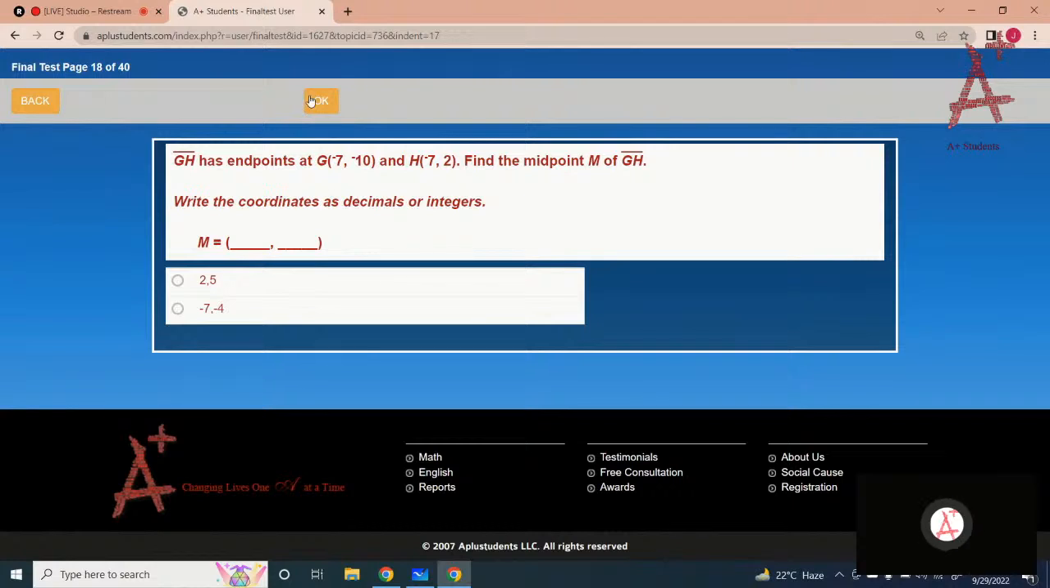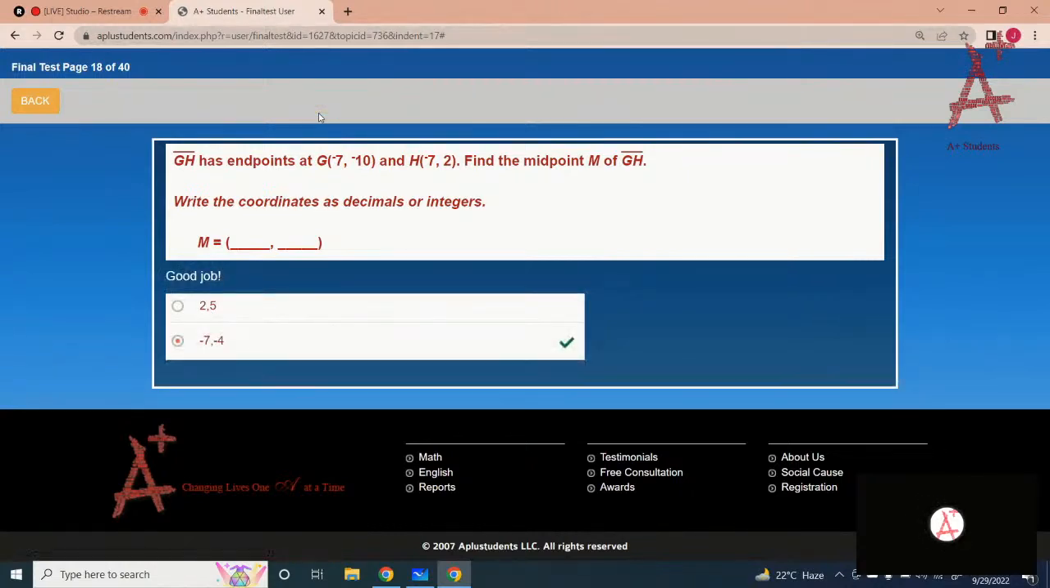Okay, the next one is G has the endpoint (-7, -10), and H has (-7, 2). Find the midpoint M of GH. So you can use your notebook and pencil and find the midpoint. Let me know the answer. I'm waiting. Be quick, please. Yes, it is (-7, -4). Very good. Select the correct option and click on the OK button.